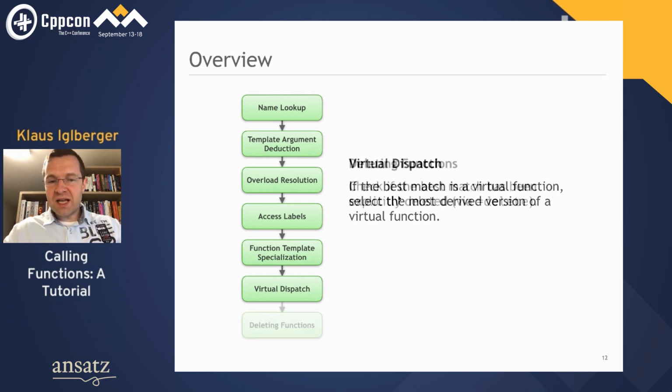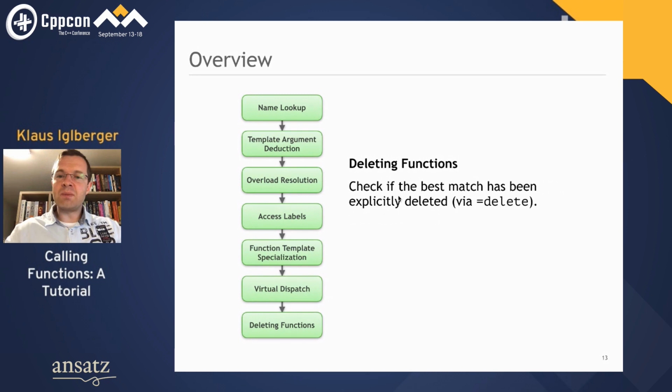And the last possible case is that the given function might actually have been deleted explicitly via equal delete. So all of these steps now are explicitly dealt with. We now walk through these individual steps and talk about all of them individually.